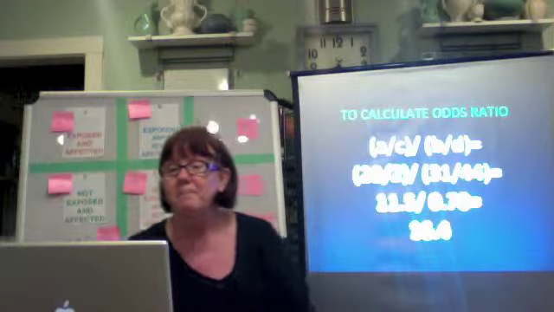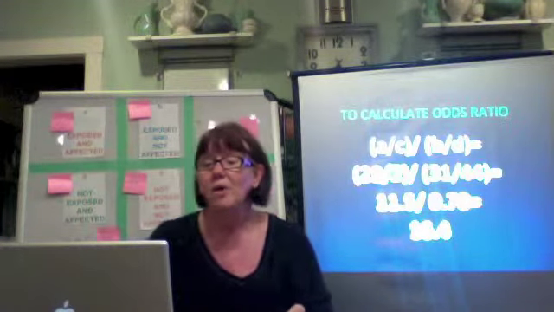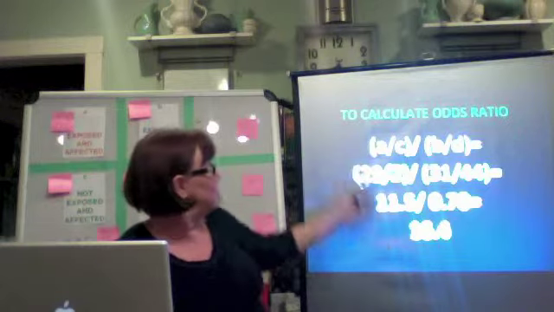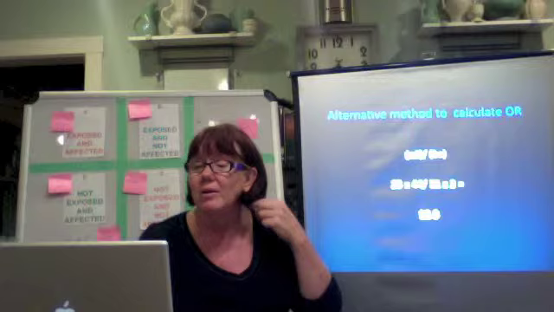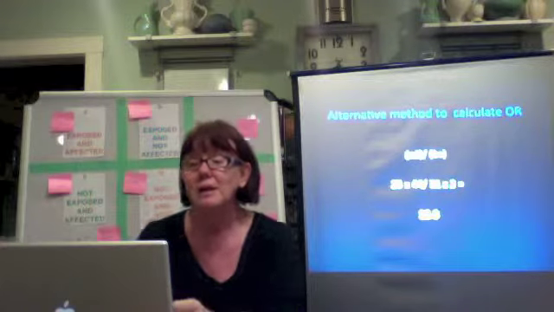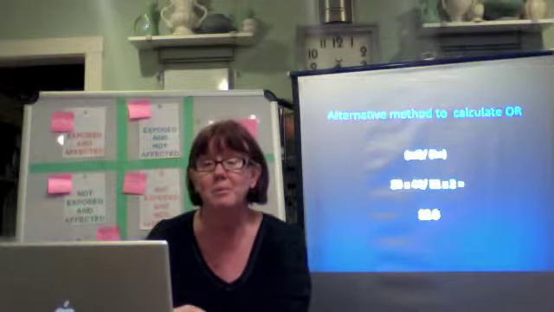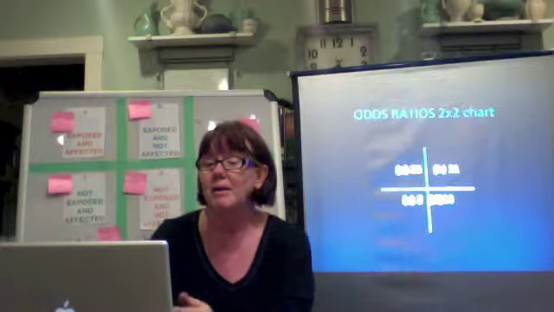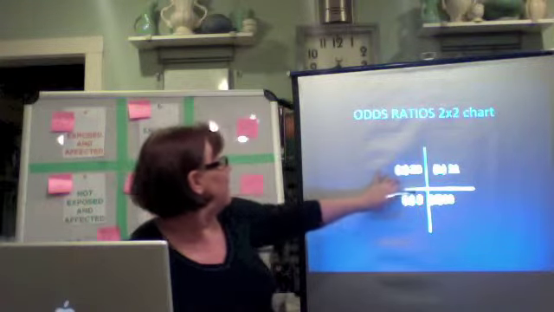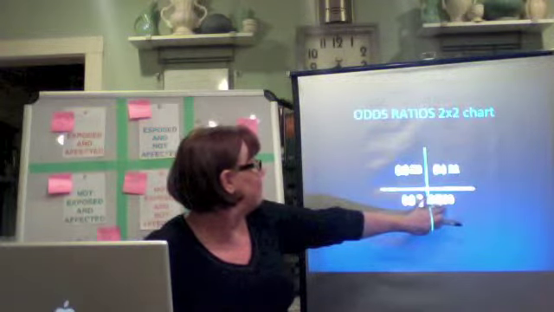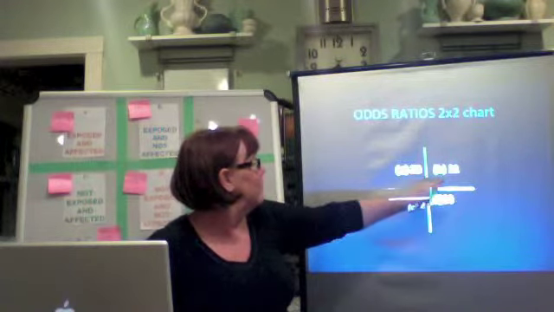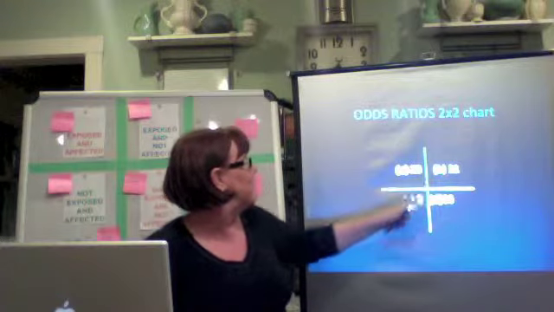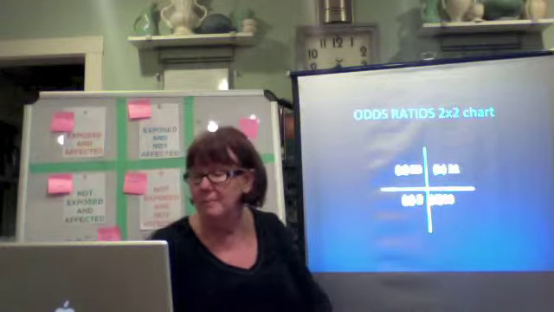And to calculate this, there's a long drawn out way of doing this, which I've enumerated here, or the alternative is to do it in this simpler way, that going back here, you multiply the A by D and divide that by the result of multiplying B times C.